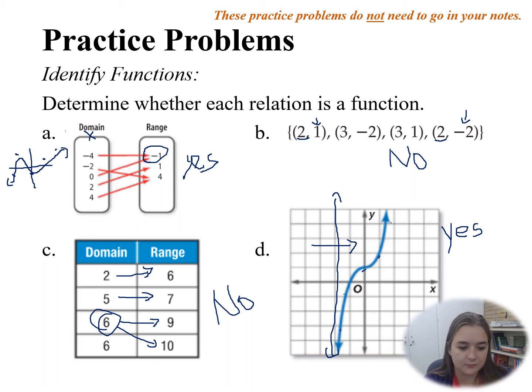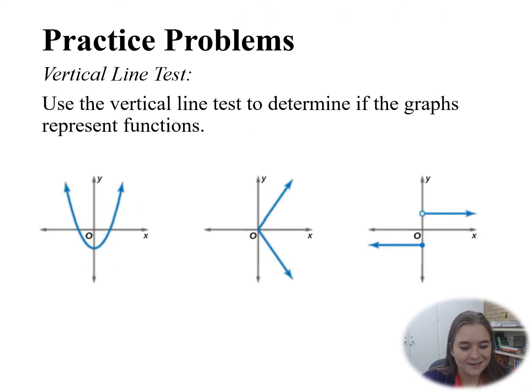So the first one represents a function, and the fourth one here is a function, but B and C are not functions because I have an element in the domain that partners with more than one element in the range. So for these ones here, I do want you to put them in your notes. I want you to sketch each of these graphs, and we're going to practice using that vertical line test.